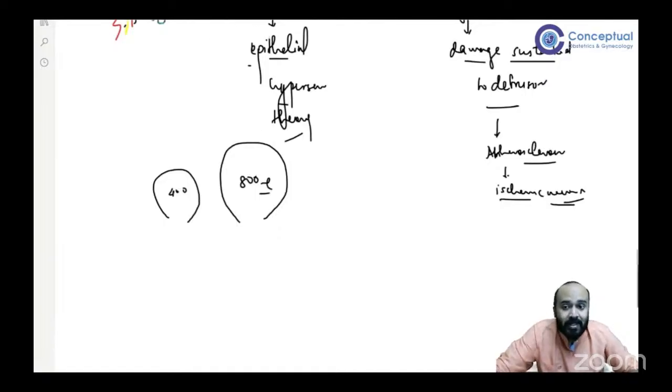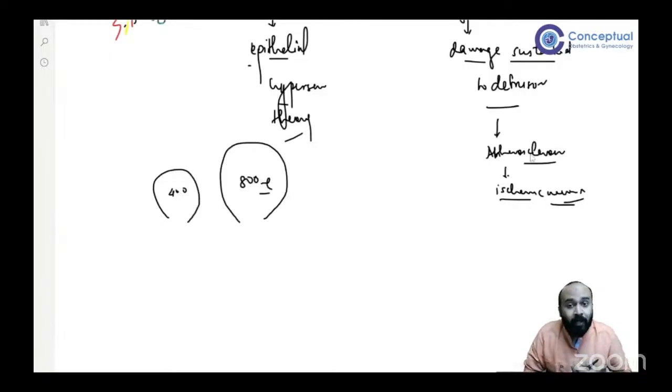Because of this increase in size, there was pressure necrosis, not ischemic, but pressure necrosis of all those nerve endings. Similar to what happened in ischemic necrosis, here pressure necrosis happened, and because of this pressure necrosis, their sensitivity increased. So in the myogenic theory, they have said that damage to the detrusor and the nerve endings is going to lead to the causation of urge incontinence.